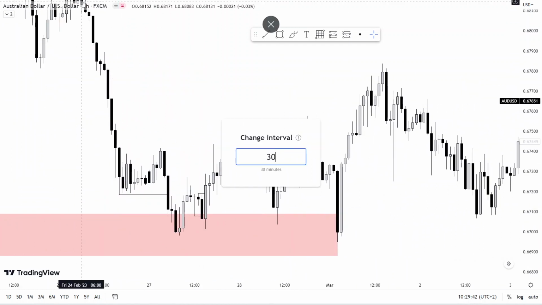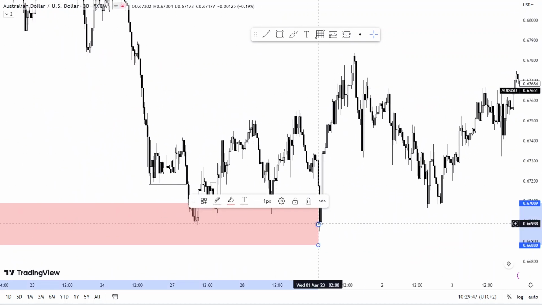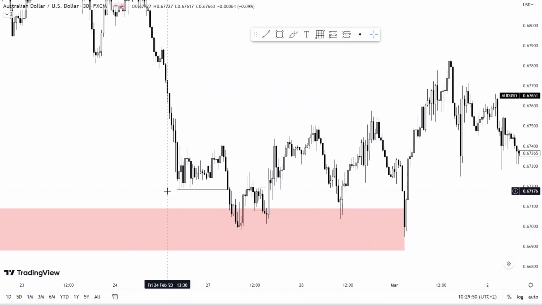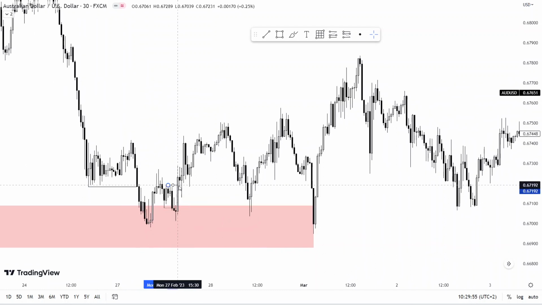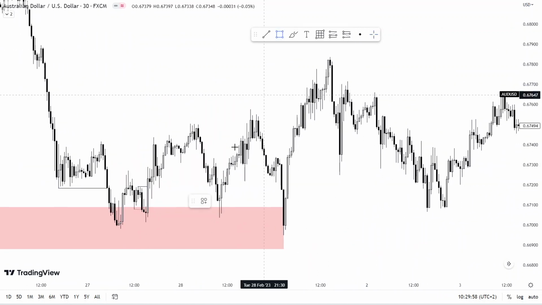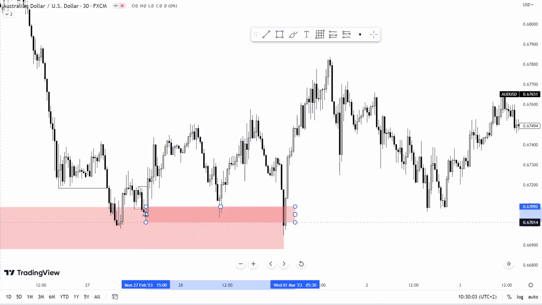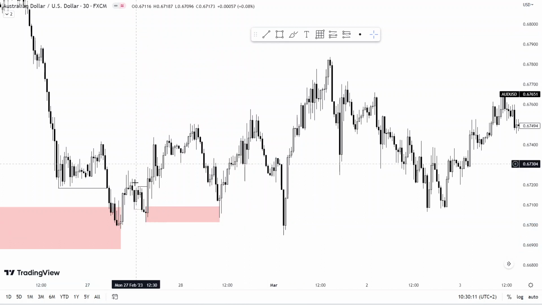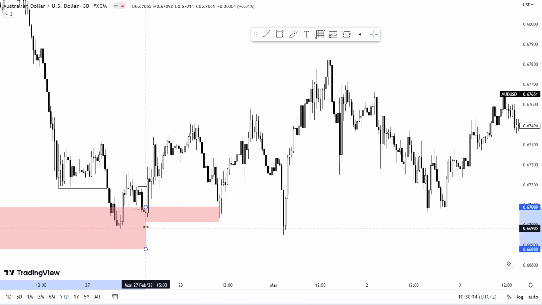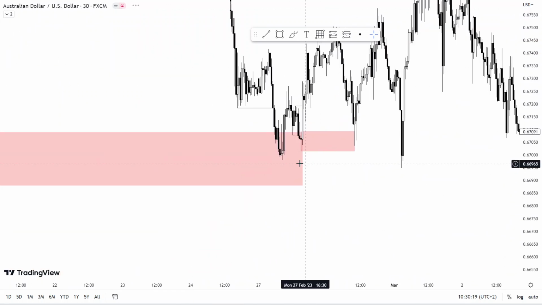So let's just quickly go to the M30. And your sessions are very important as well. You should make sure that you are trading within your sessions. Just like here. So this is the area that we wanted to buy from initially.